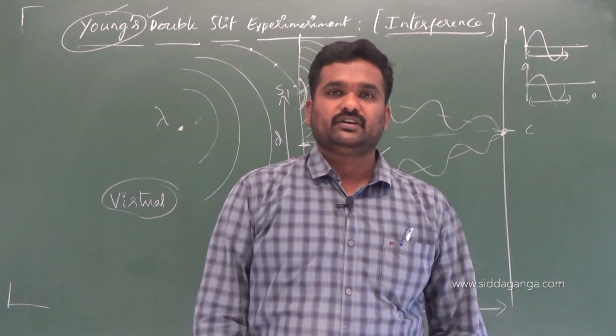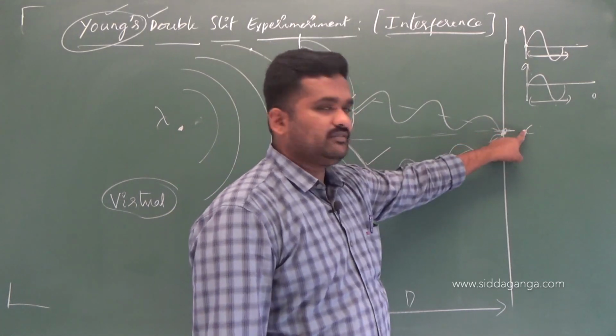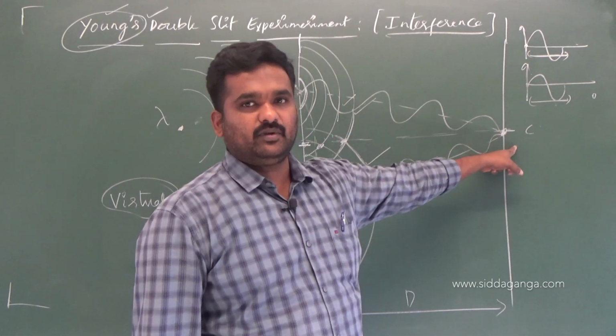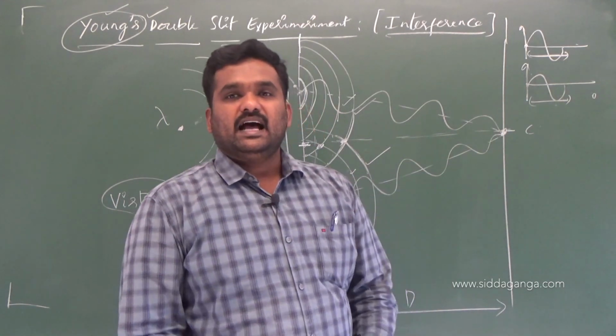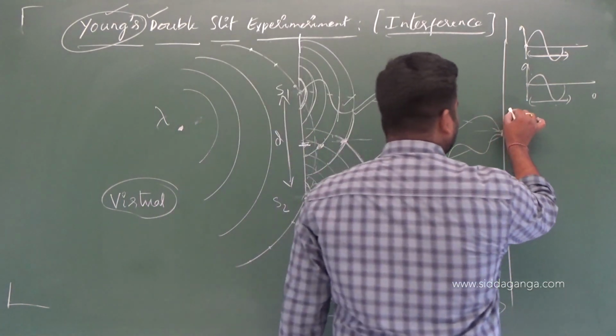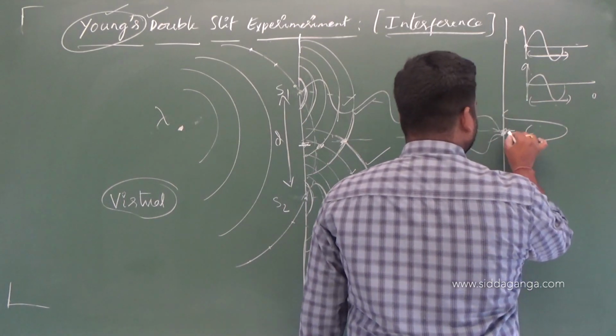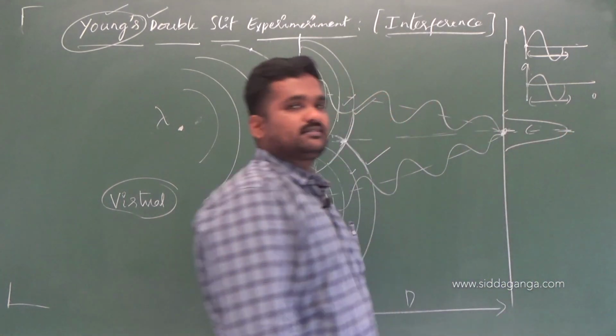Phase difference is 0, so which type of interference are we going to get? Constructive interference. We get constructive interference if the phase difference is 0. Constructive interference means the amplitude is going to be maximum. Then the resultant intensity is supposed to be like this. This is the maximum intensity you are going to get on the screen.